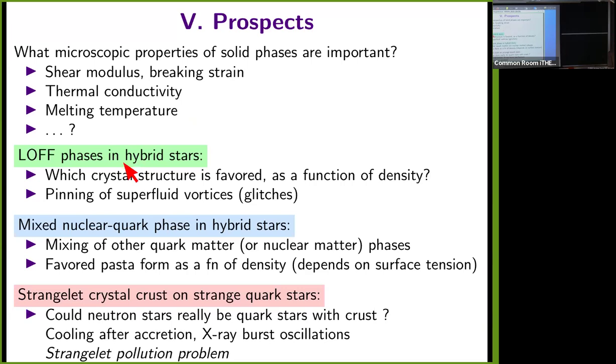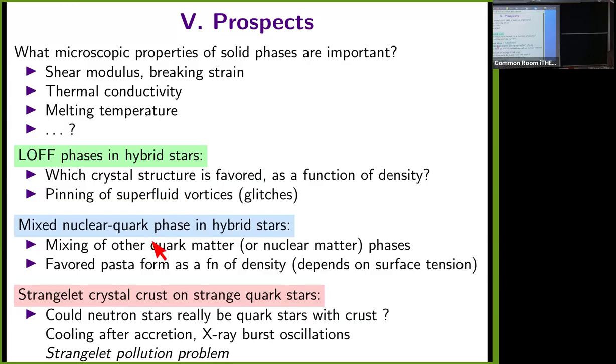As far as the Larkin-Ovchinnikov phases go, there's the question that was already raised: which crystal structure is favored in competition with other crystal structures and other flavor singlet pairing patterns? And people also haven't sorted out how those LOFF phases would interact with superfluid, because the phase itself could be a superfluid and have a crystal. So you can have vortices in there.